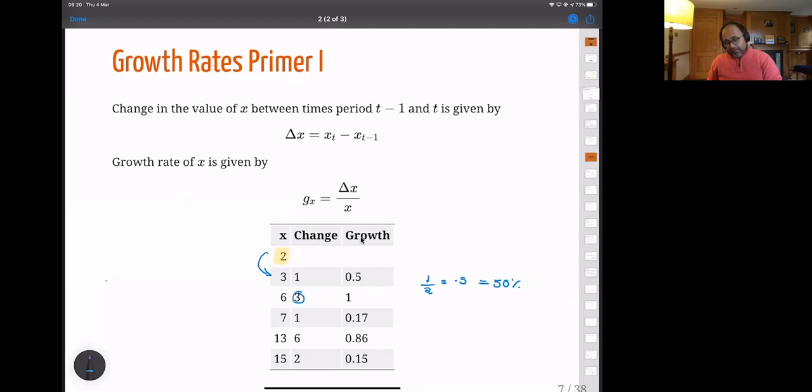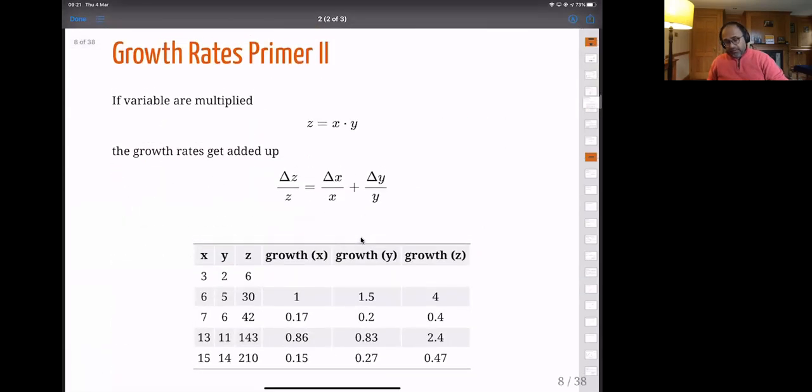And you divide 3 by 3, and you get 1. And you get the point, right? So the change in this period is 1, and you divide it by 6. So you divide 1 by 6, and you get 1.7. So the growth rate of any variable is simply, you take the change and you divide it by the previous lag, and you get the growth rate.